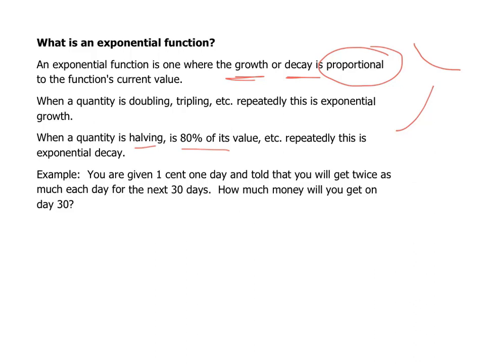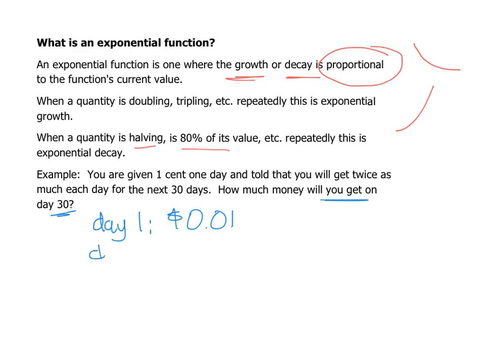Here's an example of an exponential relationship. Suppose you're given 1 cent one day. So on day 1, you're given 1 cent. I'm going to write this as $0.01. And you're told that every day you're going to receive twice as much as the previous day for the next 30 days. So let's figure out how much we would have on day 30. Actually, we're going to figure out how much we're going to get on day 30. We're going to ignore all the other money that we got.